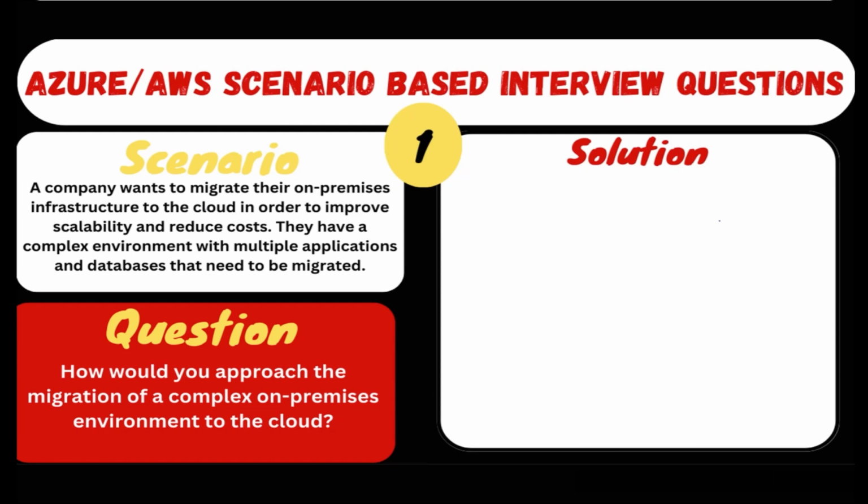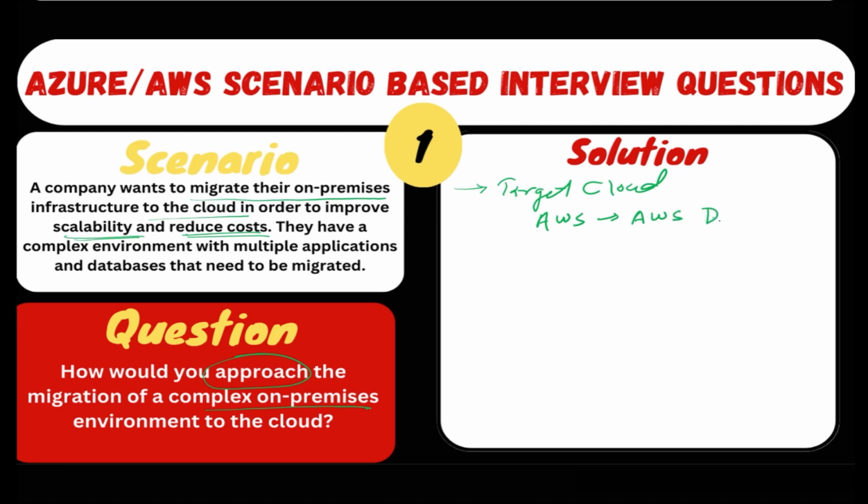So, guys, let's start with the first scenario. We have a company that wants to migrate their on-prem infrastructure to the cloud in order to improve scalability and reduce cost. They may have a complex environment with multiple applications and databases that need to be migrated. So, the question here is, how would you approach the migration of a complex on-prem environment to the cloud? So the thing is, if we are looking for the solution, we need to understand which cloud platform we need to look for our target setup.